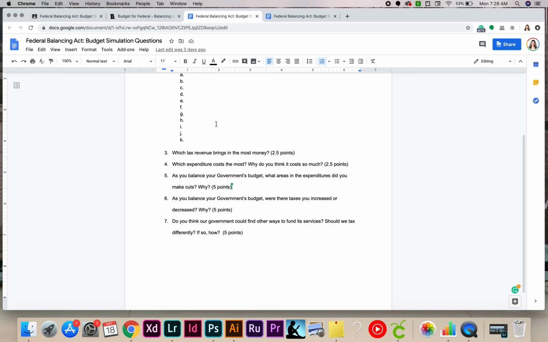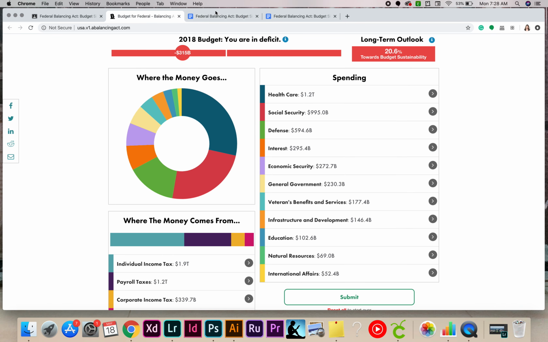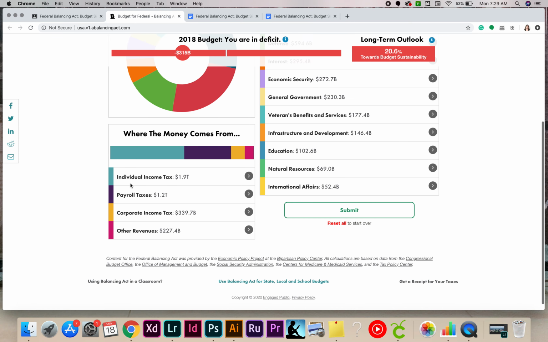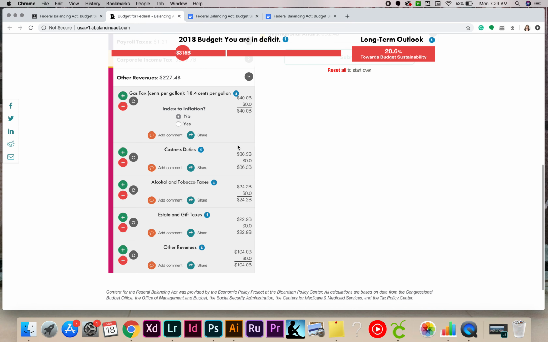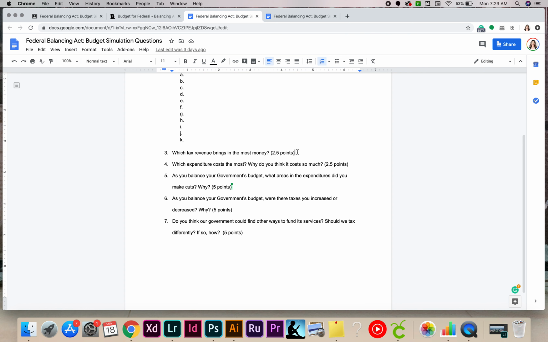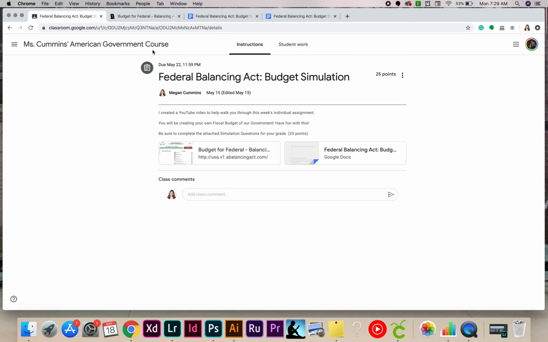But then when you are done, I want you to tell me, when you balance your budget, what tax revenue brought in the most money for you. Maybe you'll go over here and you'll find that you raised taxes on gas, or maybe tobacco and alcohol. And maybe you'll find that this is where you brought in the most money. And so, you'll tell me right here which expenditures cost the most. So this is pretty self-explanatory. You just complete the questions, and when you're done, turn it in for a grade.